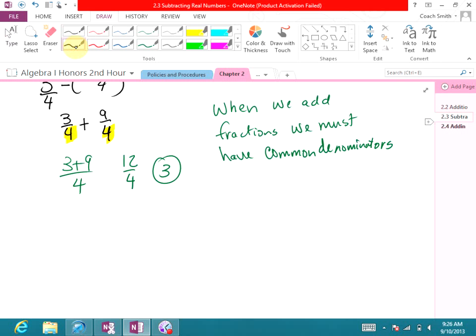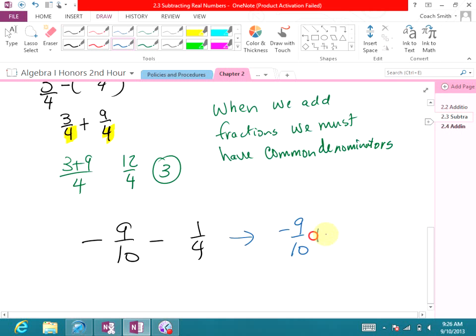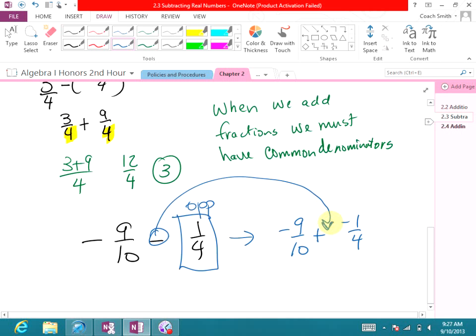Having said that, what if I have this? Negative 9 over 10 minus 1/4. First things first, that's really negative 9 over 10 plus negative 1 over 4, because we change that to addition and we do the opposite of that number. So that is your addition sign.